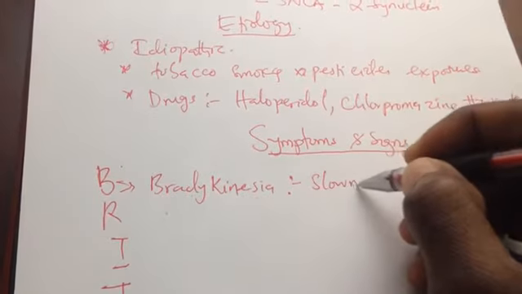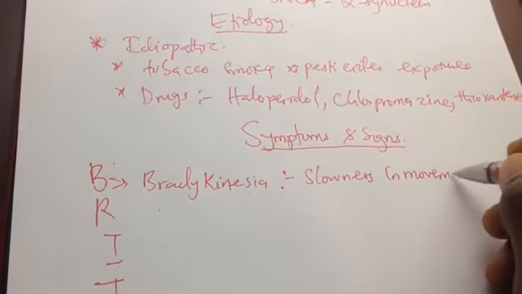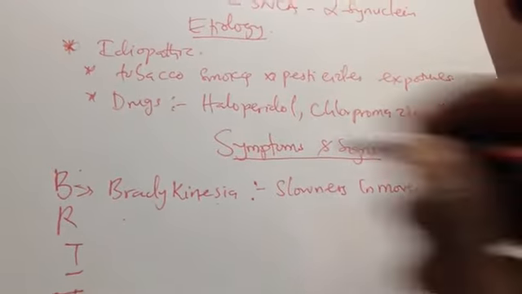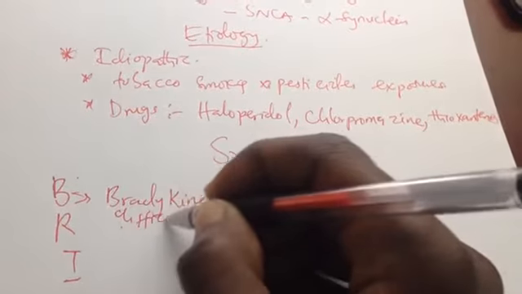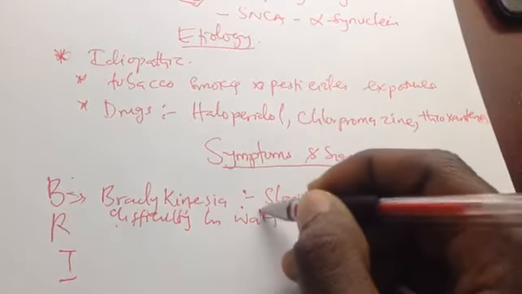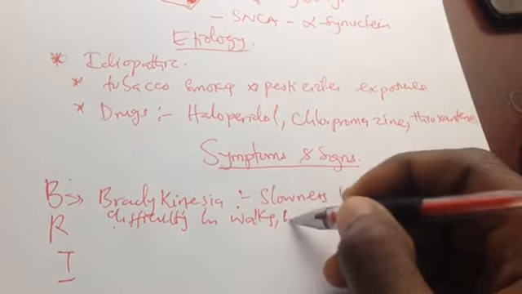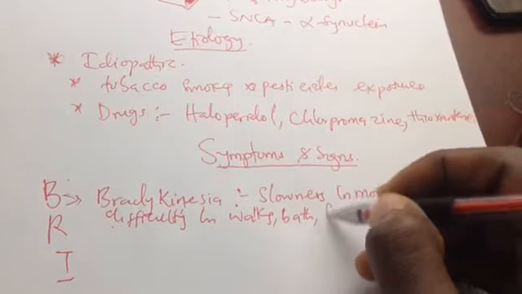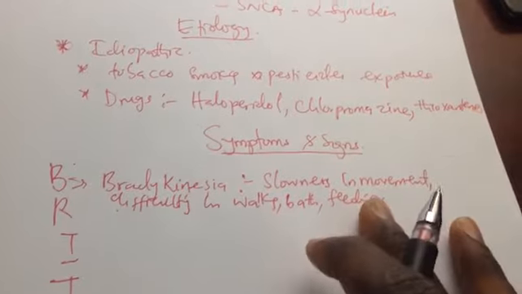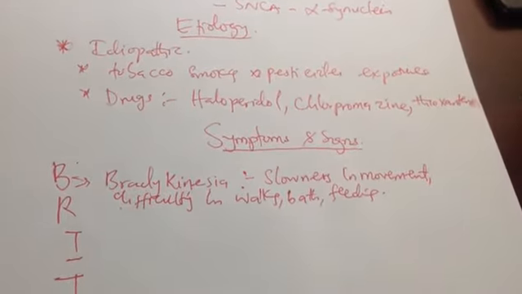Slowness in movement. If there is slowness in movement, definitely it will affect what? The person will have difficulty in walking, difficulty even in taking a bath, difficulty even in feeding. This shows how severe it is, because even when we are feeding, we have to move our hands, right? So that is very difficult for them.